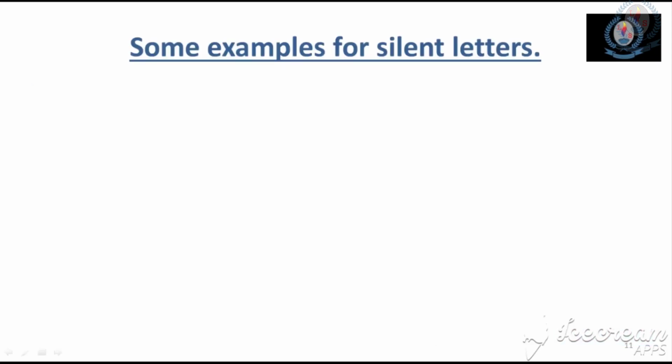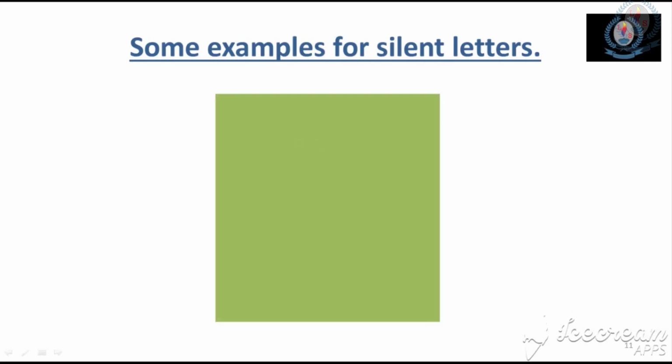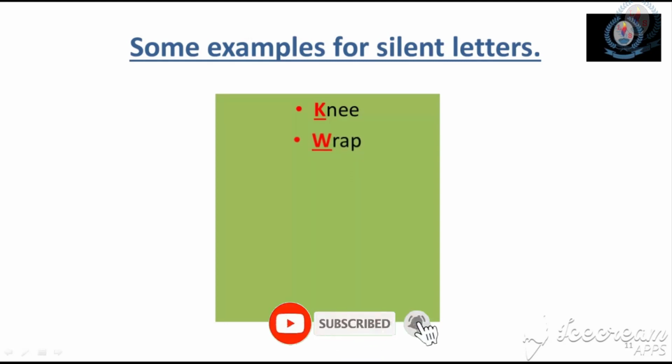Let's see some examples for silent letters. The first word is knee. Knee has a silent K. Next one, wrap. Wrap has a silent W. Next one, calm. Calm has a silent L.